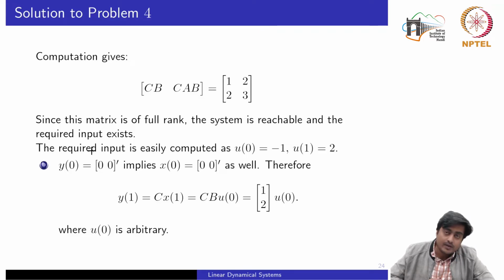In a similar way to what we did for the previous problem, you can compute how many steps are required and what control signals can take the origin to some non-zero state at some time t1. The required input we have computed is u0 equal to minus 1 and u1 equal to 2, which would take you to the desired state.